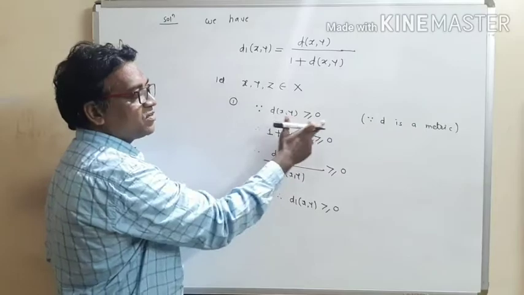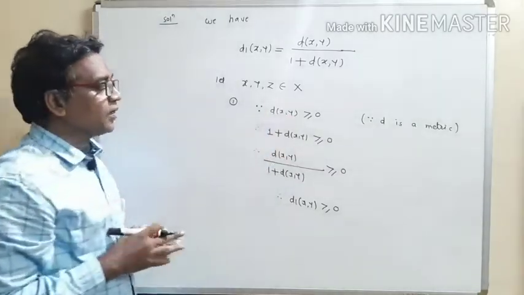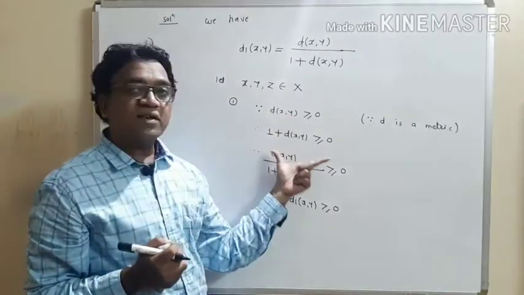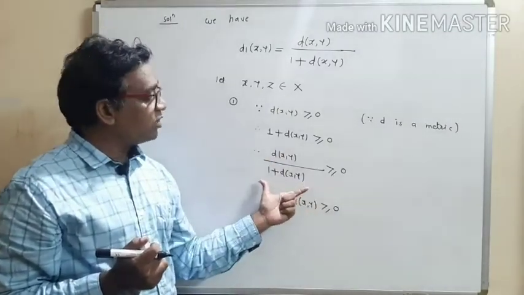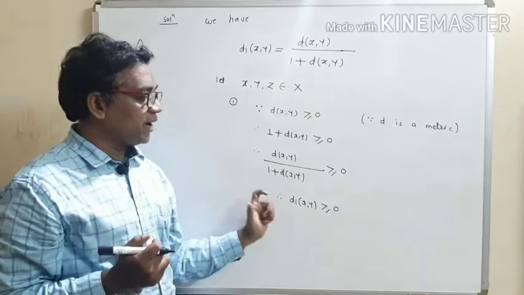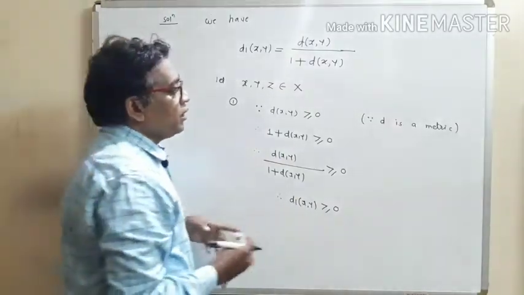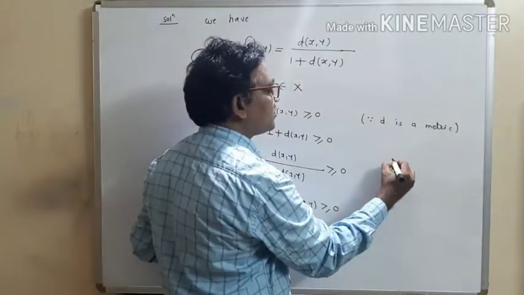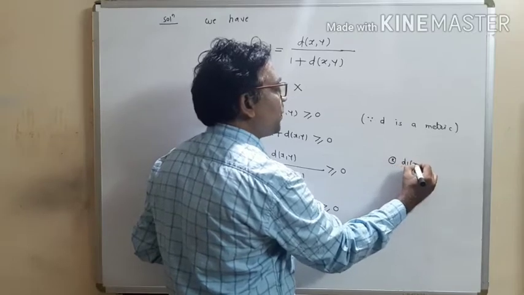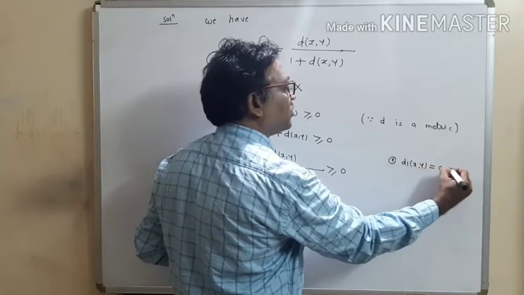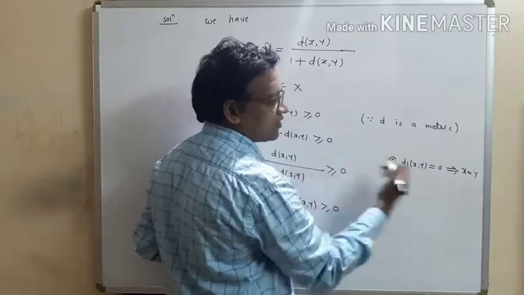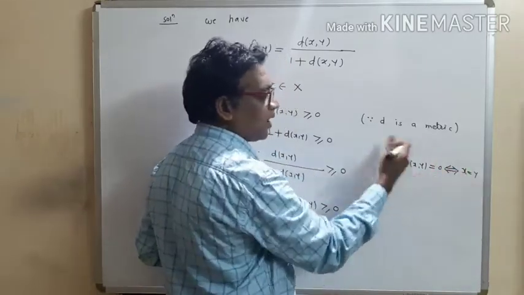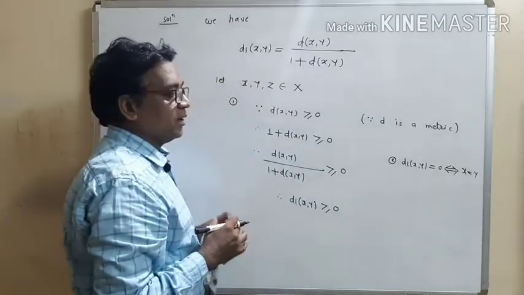d(x,y) is non-negative because d is a metric. If we add 1, then that is again non-negative. If we take the division, this is again non-negative. And this term is nothing but d1(x,y). Now let us prove the second condition. What is the second condition? Suppose that d1(x,y) is equal to 0, then prove that x equals y. And conversely, suppose x equals y and prove that d1(x,y) is 0.